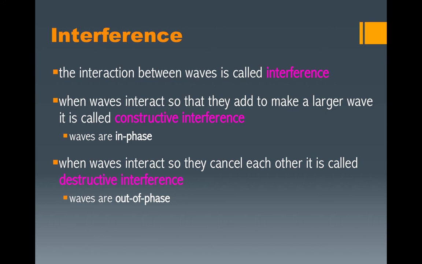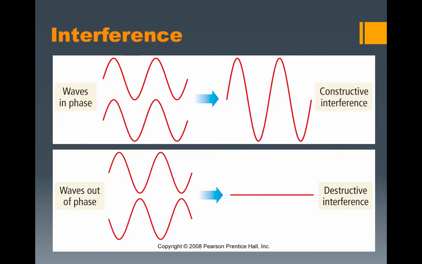When you think of constructive interference, sometimes I think of constructive criticism, which is suggestions that are supposed to make you better, whatever you're trying to do. So constructive interference is waves that interact in a way that makes a wave larger. What we say is that the waves are in phase, or kind of in the same range as far as when they're going up and when they're going down. Destructive interference is when the waves cancel each other out. The waves are out of phase.